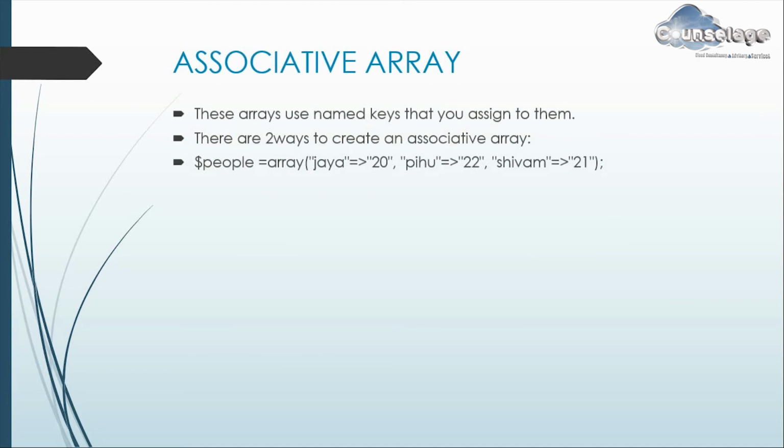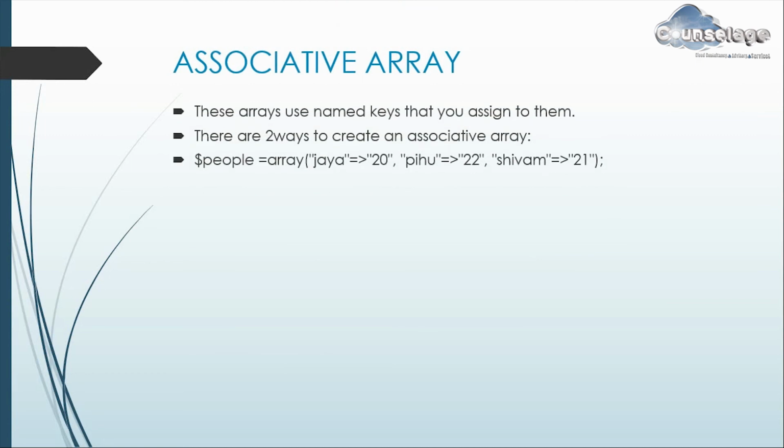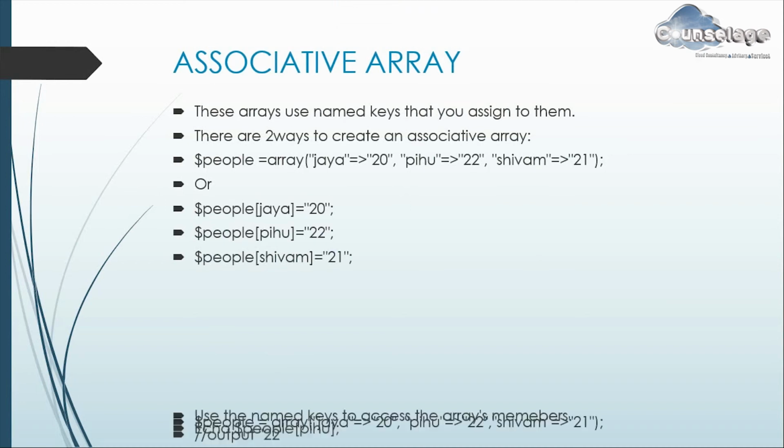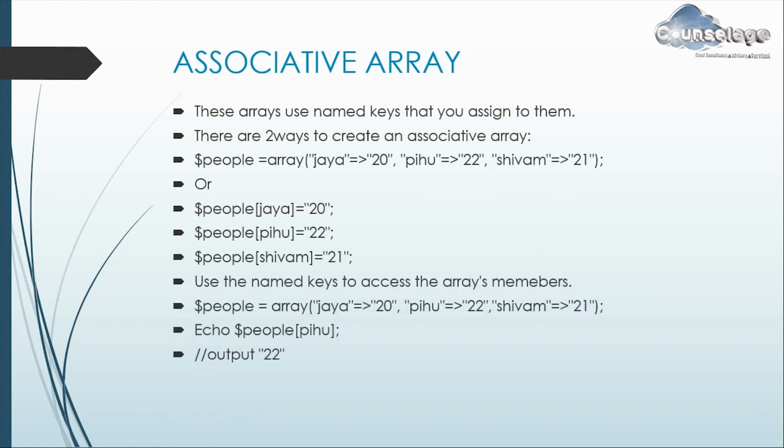Associative array. These arrays use named keys that you assign to them. There are two ways to create an associative array. That is, create an array named people having the following parameters, or make an array like this. Use the named keys to access the array's members.